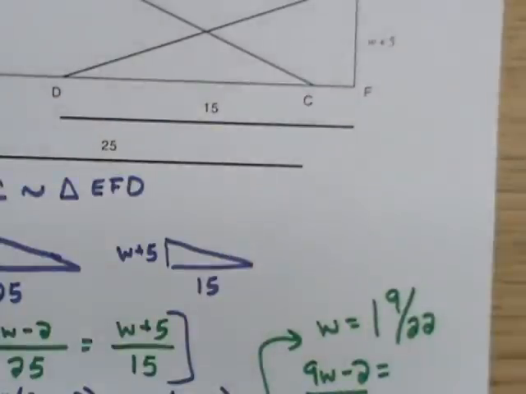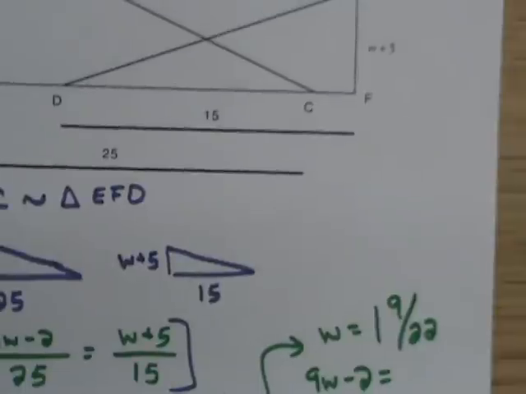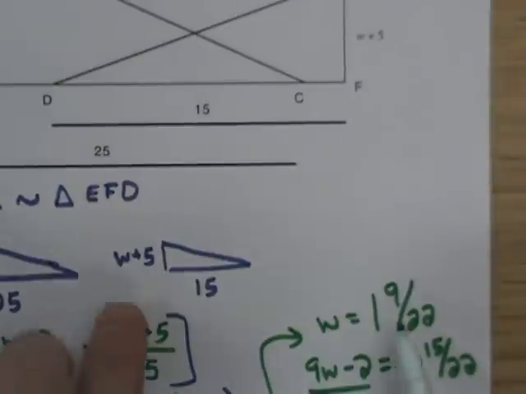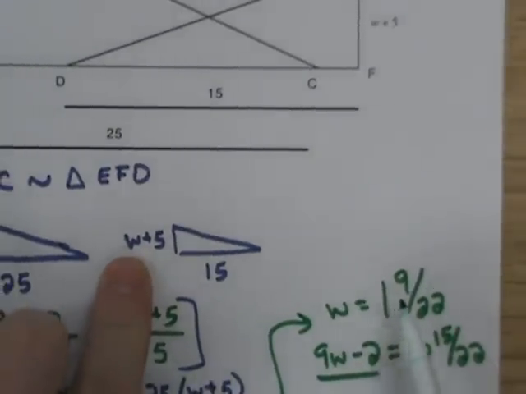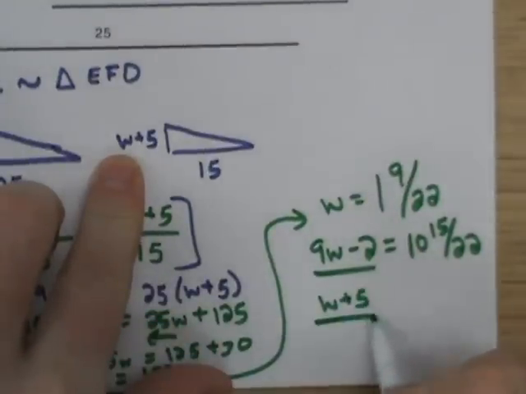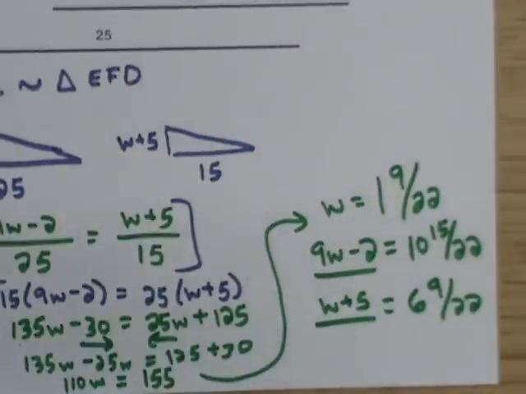I want to know what the length of that is. And so you can take that answer times 9 and then subtract 2. I get an answer of 10 and 15 twenty-seconds. Again, I have to go back and use this one. Now, this one I could probably figure out in my head. That's not too hard. If it's w plus 5, when you add 5 to this, it's going to be 6 and 9 twenty-seconds. That's how I would find those missing sides.